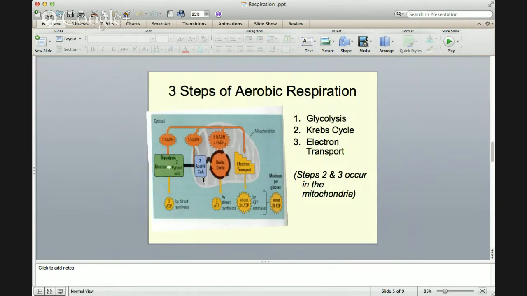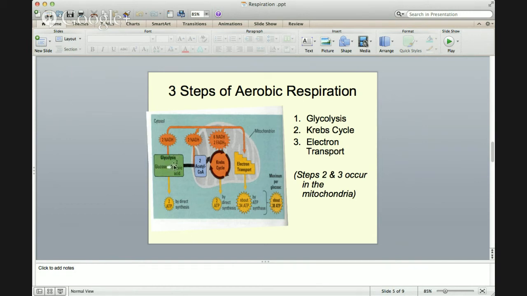There's 3 main steps of aerobic respiration. And so we're going to go into the details on each of those, but I just wanted to show you this little diagram. So this represents the mitochondria, this little gray guy out here, and this blue area is the cytosol. So remember, that's the liquid inside the cell.